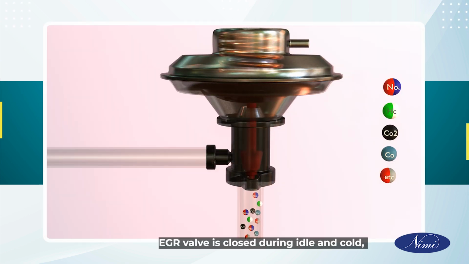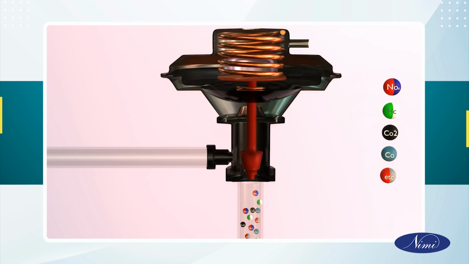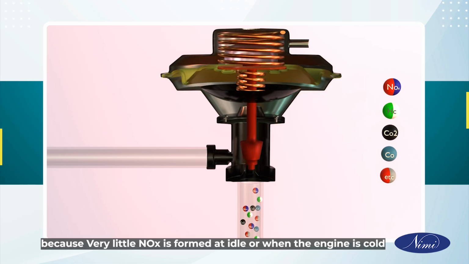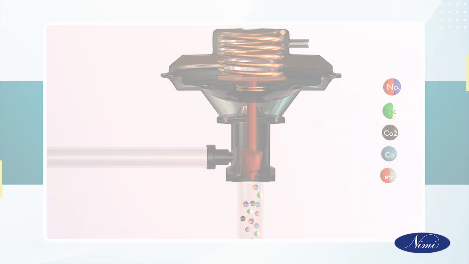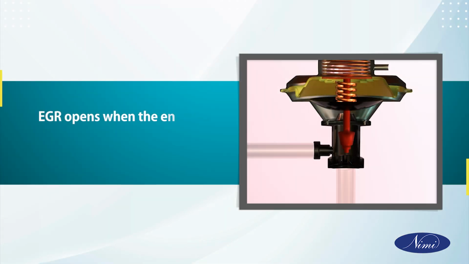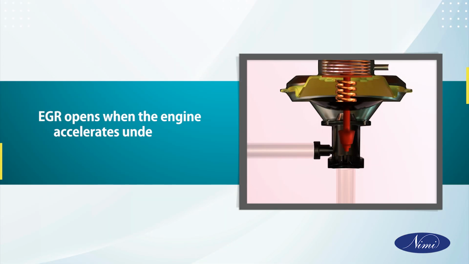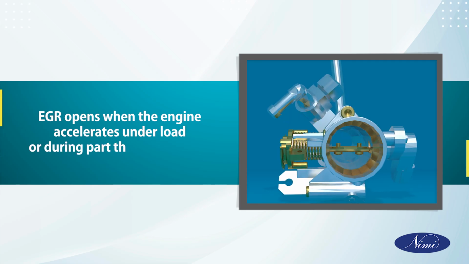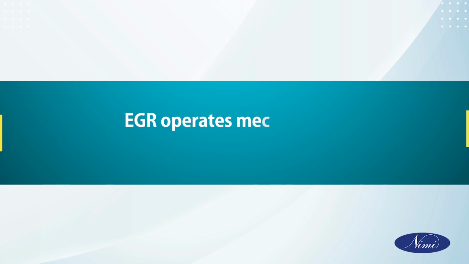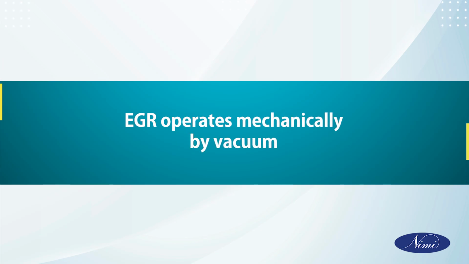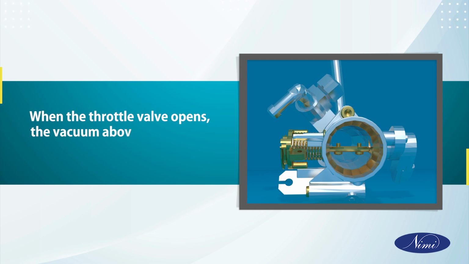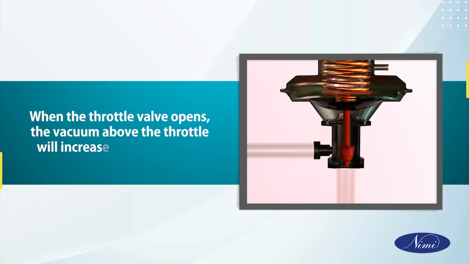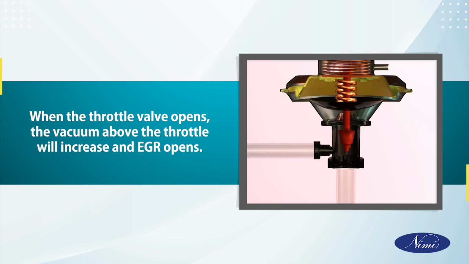EGR valve is closed during idle and cold because very little NOx is formed at idle or when the engine is cold. EGR opens when the engine accelerates under load or during part throttle opening. EGR operates mechanically by vacuum. When the throttle valve opens, the vacuum above the throttle will increase and EGR opens.